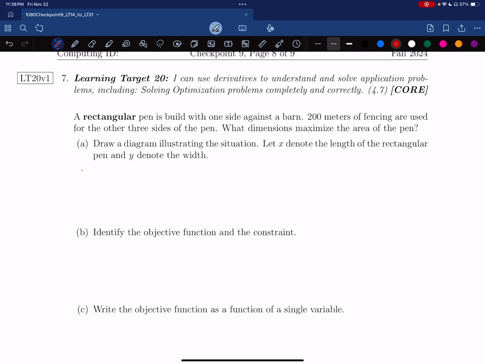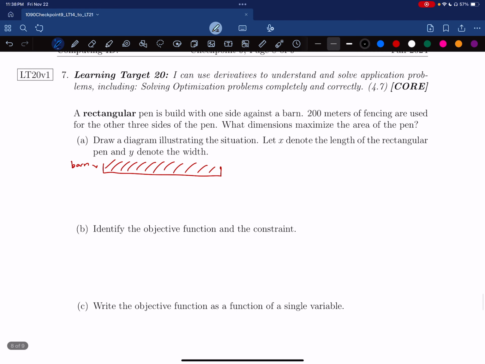So first of all, let's just say we have some barn. Looks like this. And this is a top-down view, where this is a barn. Great illustration, I know. And then we're going to have three more sides of a fence like this, where x is going to be the length and y will be the width.